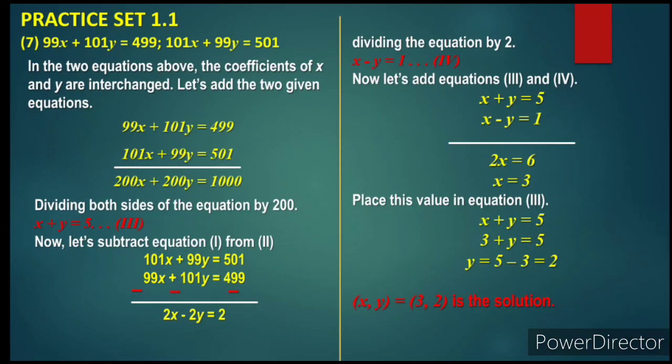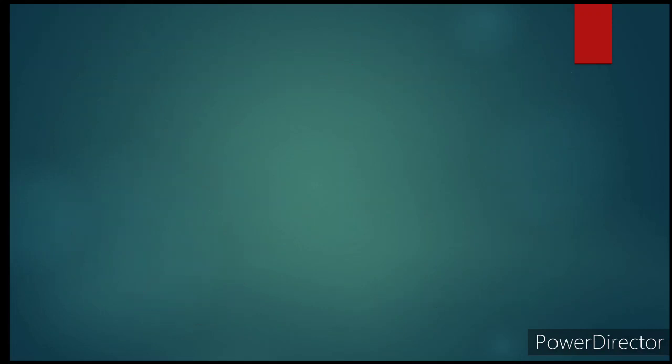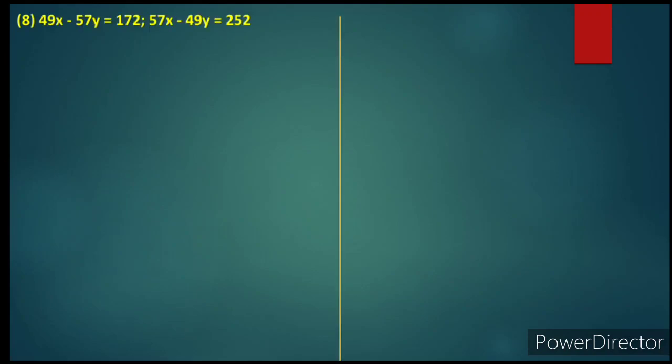So let's see question number 8. Your question is 49x minus 57y equal to 172, and 57x minus 49y equal to 252. Okay. So again you will see the equations are of the same kind with interchanged coefficients. What we can do, we will add them, then we will subtract them to get the simplified equations. So let's start.